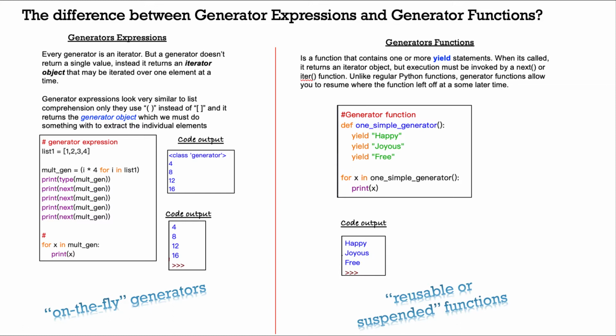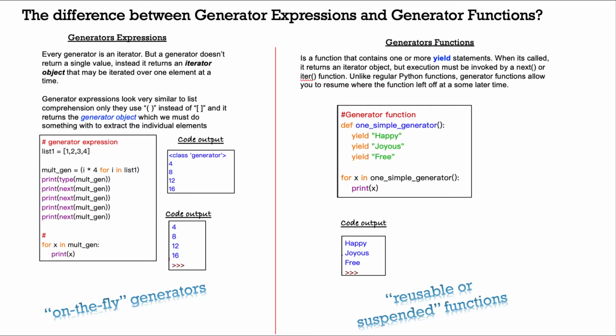Another way to do this, and probably a more efficient and concise way, is to use a for loop as we have down here in our example. For x in mult_gen, print x. Same thing, 4, 8, 12, and 16 in our output. So we can think of these as on-the-fly generators, right? Generator expressions, on-the-fly generators. Now we contrast that to generator functions.